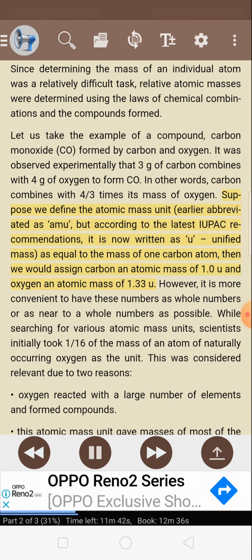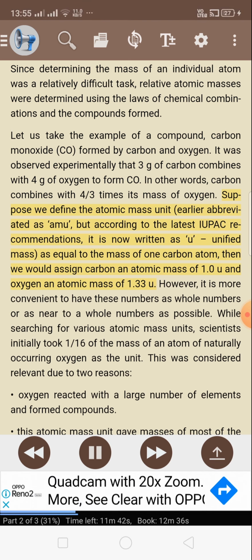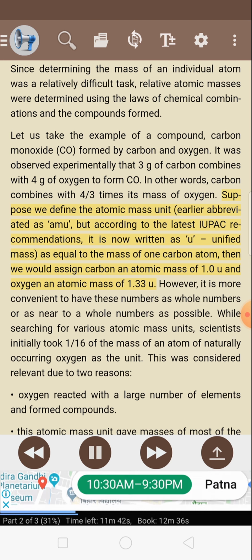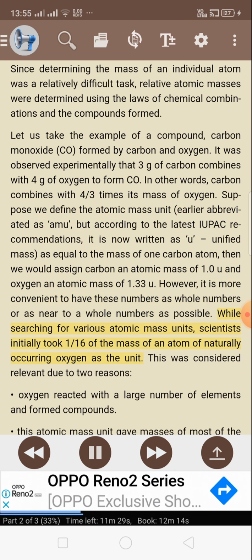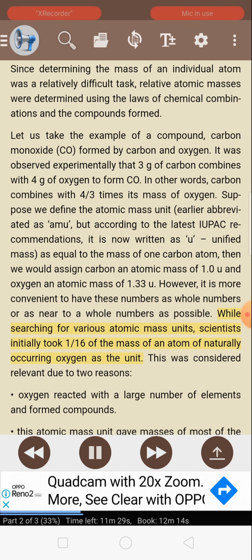Suppose we define the atomic mass unit, earlier abbreviated as AMU, but according to the latest IUPAC recommendations, it is now written as U, unified mass, as equal to the mass of one carbon atom. Then we would assign carbon an atomic mass of 1.0 U and oxygen an atomic mass of 1.33 U. However, it is more convenient to have these numbers as whole numbers or as near to whole numbers as possible. While searching for various atomic mass units, scientists initially took 1/16 of the mass of an atom of naturally occurring oxygen as the unit.